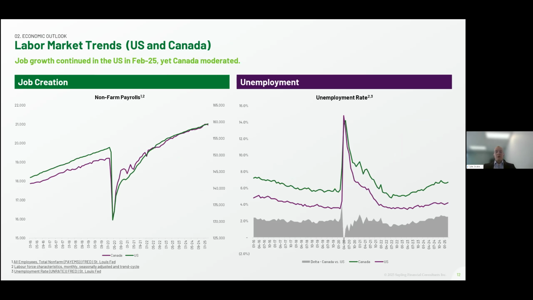Moving on to labor market trends. On this slide, we have non-farm payrolls, which is essentially the number of paid workers in the economy, excluding farming and nonprofit industries, on the left. And on the right, we have the unemployment rate, which is the number of people without a job that are seeking work as a percentage of the labor force.